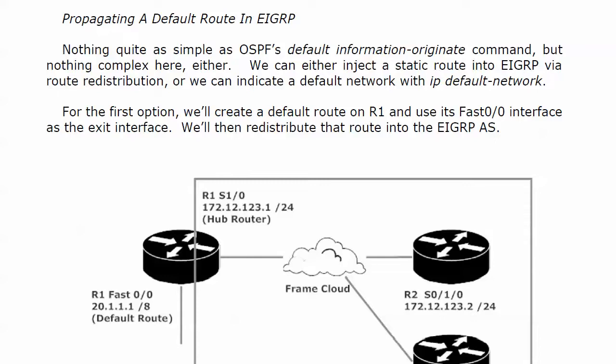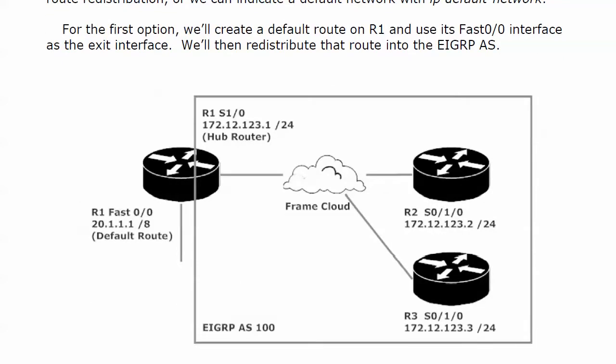What we're going to do is create a default route on router 1. We're using the same hub and spoke network as we have throughout the course. And we're going to use its FastEthernet 0/0 interface as the exit interface at 211.1.1.1/8. We're going to redistribute that then into EIGRP. So let's go ahead and get that up and rolling.